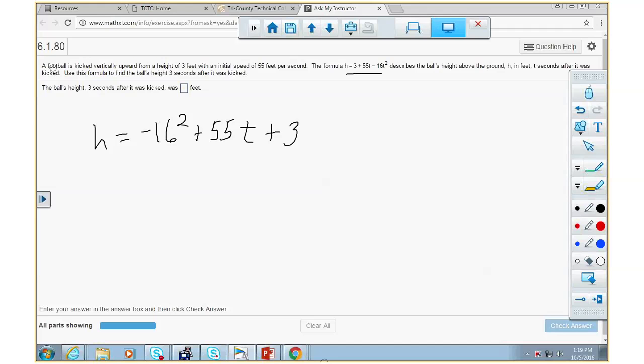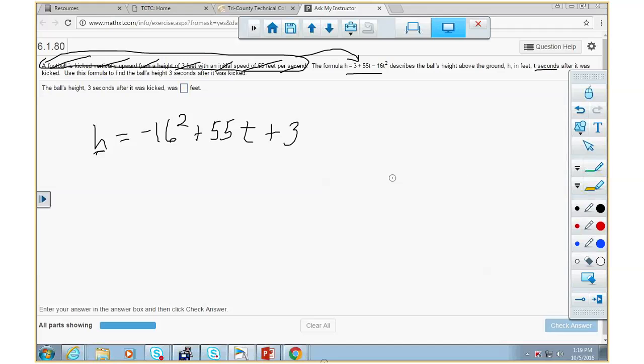A football is kicked vertically upward from a height of 3 feet. We don't care about that. With an initial speed of 55 feet per second. You know what all this tells you? All of this tells you that. So do you need any of this? No. Because that's all in there. It describes the ball's height after t what?